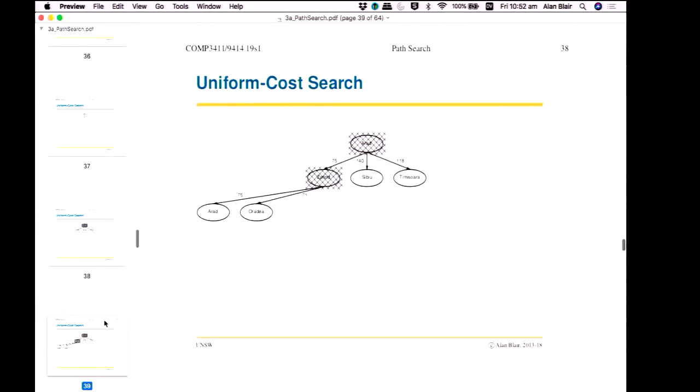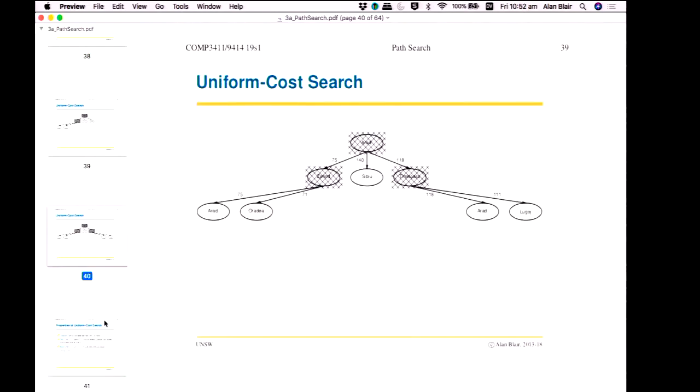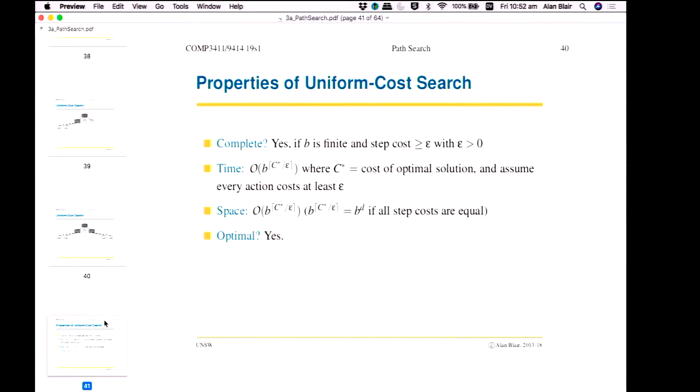Okay, so this is the same idea without the graphics. So what can we say about uniform cost search? Well, you can prove these things. We won't go through the formal proofs, but you can kind of imagine how this works.